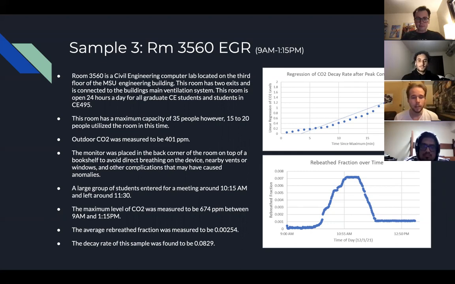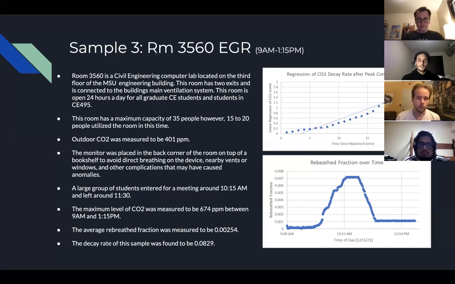To baseline this analysis, the outdoor CO2 was measured early in the morning. It was especially low at 401 parts per million. Coming back inside to the lab, I placed the monitor on the back corner on top of a bookshelf. This was to avoid any nearby vents or open windows, or any indoor carbon sources, which weren't in that room anyway, but also to keep it away from students directly breathing on the monitor, to avoid those dramatic spikes.